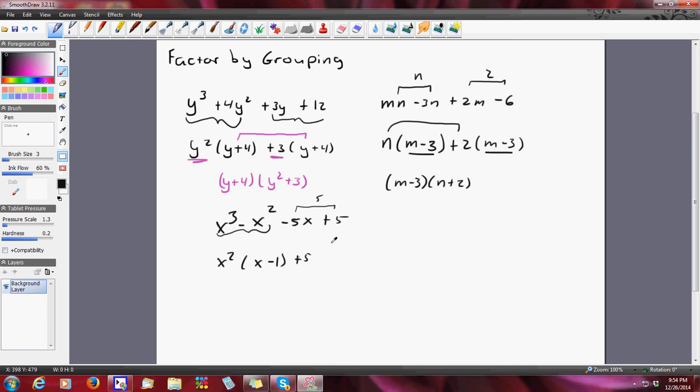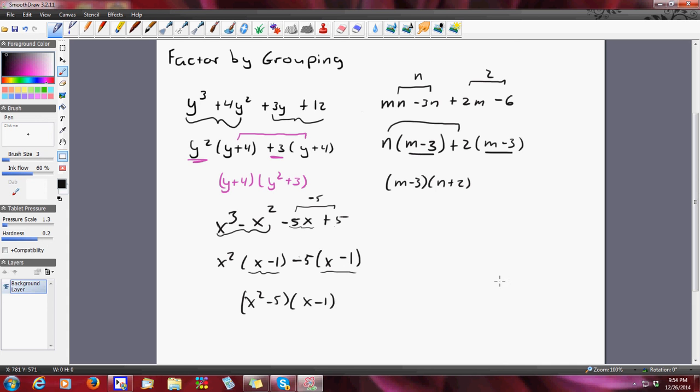What I can do is I can recognize the fact that I could remove a negative 5 from both. And when I do that, this will become positive, but this will become a negative 1. And look at what I have left. X squared minus 5 times x minus 1.